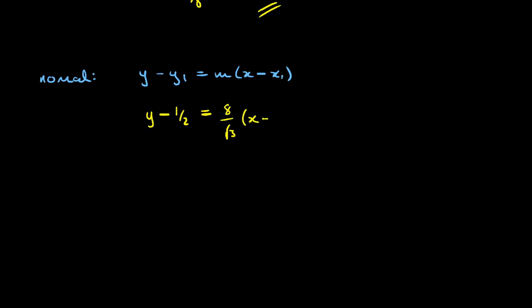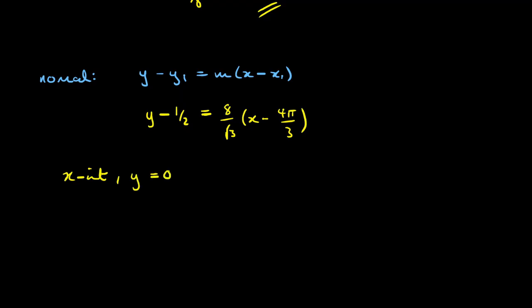And our x-coordinate was 4 pi upon 3. Okay, so that's the equation of our line. Now, if we read the question, what we're being asked is we want to find the x-intercept of our line. Now, the x-intercept is the place where y is equal to 0.